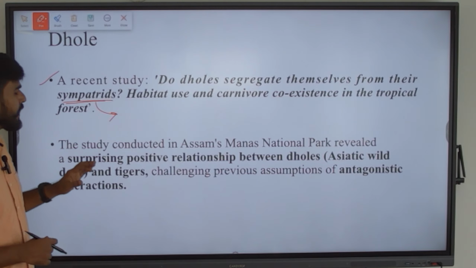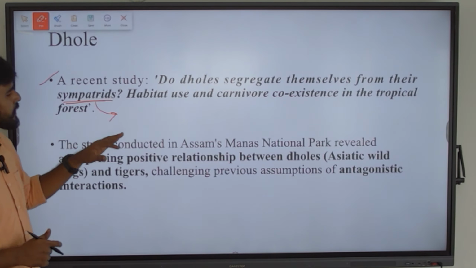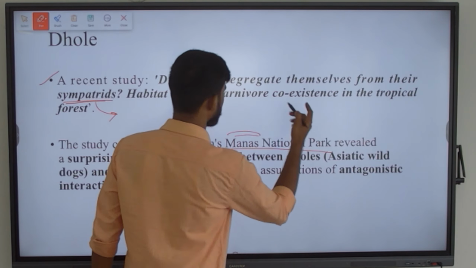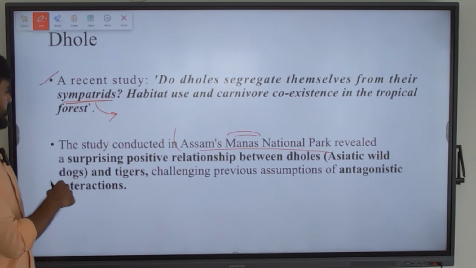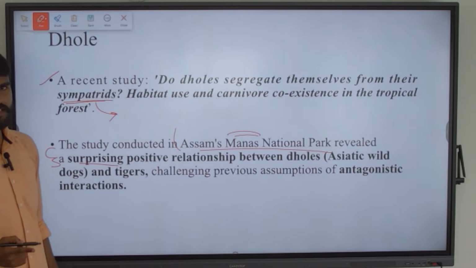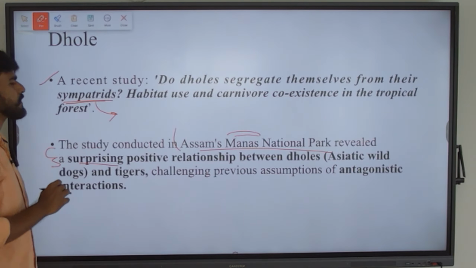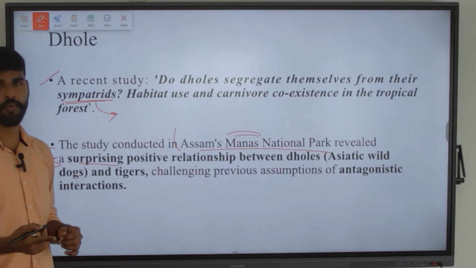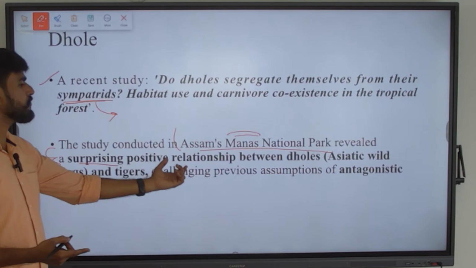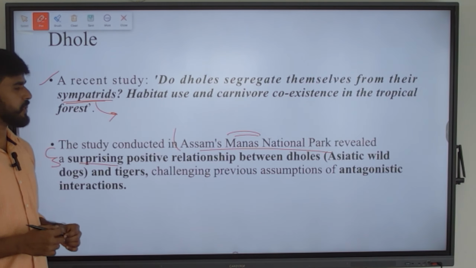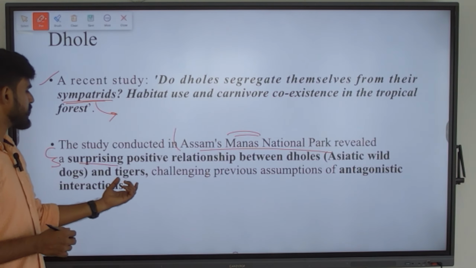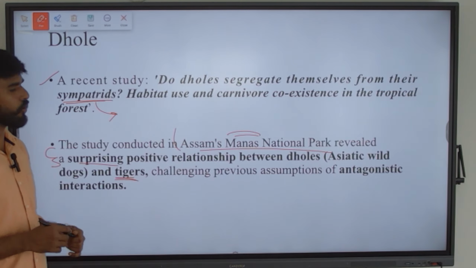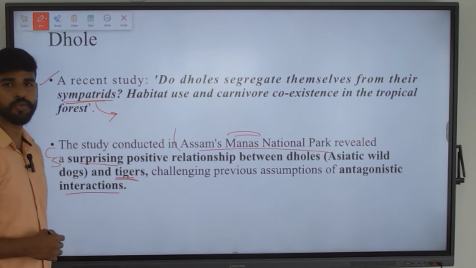What does the study say and where was it conducted? This study was conducted in Assam's Manas National Park. We'll study about this Manas National Park in the upcoming slides. This study has revealed a surprising positive relationship. Earlier it was thought that these dholes would have a competitive relationship with other carnivore animals there, but they are having a positive relationship. That is, dholes have a positive relationship with tigers. This has challenged the previous assumption of antagonistic interactions between these two animals.